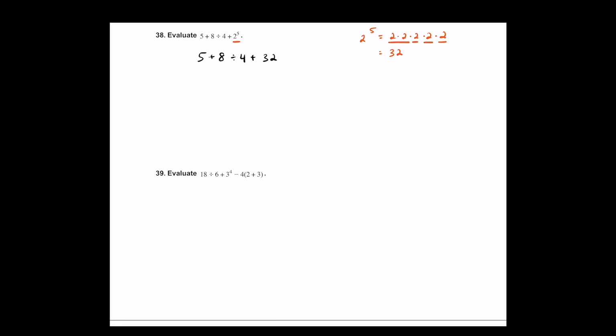Then what's more important? Multiplication or division, from left to right. That's going to be here. 8 divided by 4 is 2. So we have 5 plus 2 plus 32. Now we just have 2 addition problems, but we go from left to right. If they're equal importance, always go left to right. 7 plus 32, that's 39. There's our answer. Solving expressions. Keep in mind, we're just solving expressions right now. We'll get to equations later with equal signs. Expressions don't have equal signs.